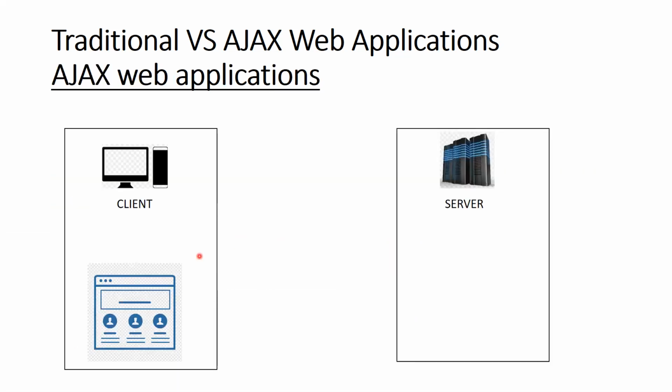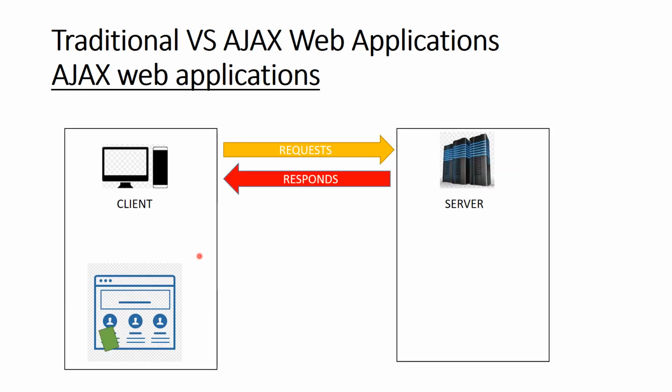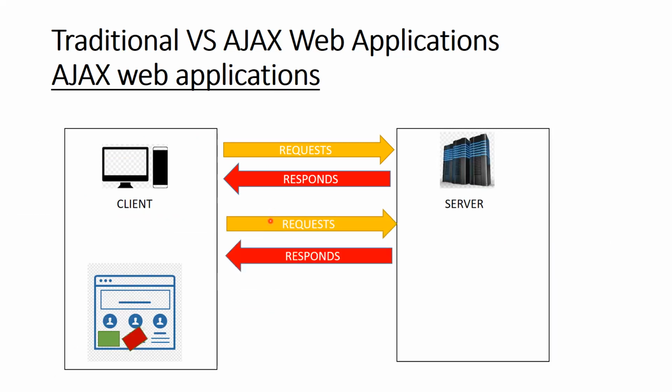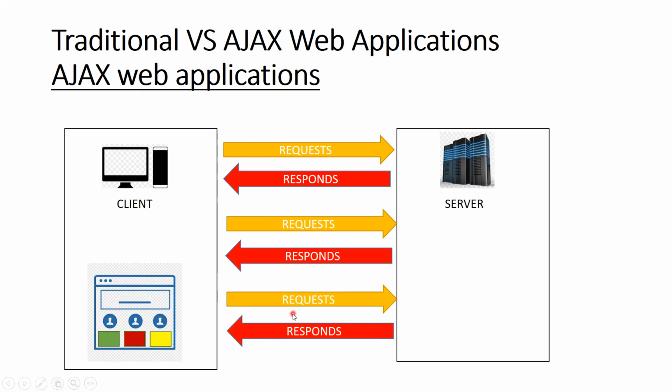With an AJAX web application, when a client requests information and the server responds, only a section or a portion of the web page is updated. Likewise, if there's another request, another section of the web page is updated. And again, finally, if you have another request and response, another portion of the web page could be refreshed.